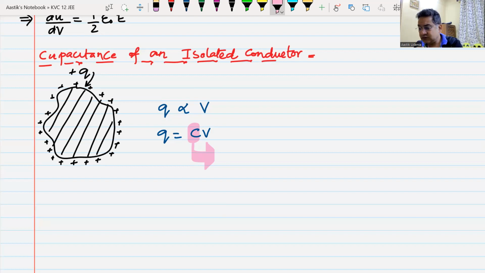And this proportionality constant is known as what? Amitabh Bachchan. It's not known as Amitabh Bachchan.